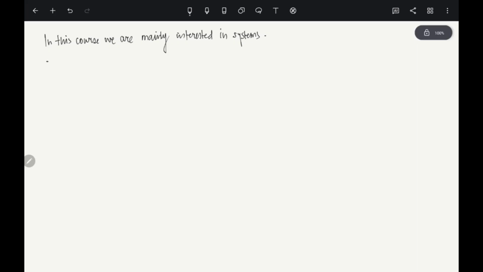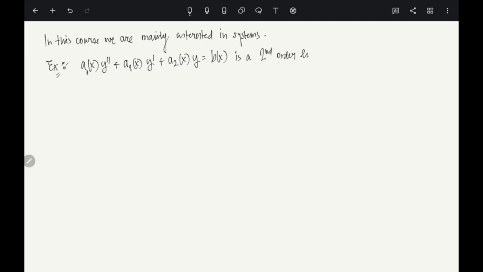How? Let's look at this example: a naught of x y double prime plus a1 of x y prime plus a2 of x y equals b of x. This is a second order linear ODE. Now I can actually write this equation down as a system.